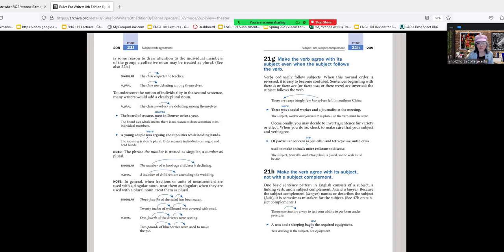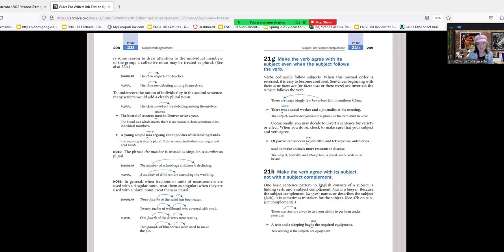Occasionally, you may decide to invert a sentence for variety or effect. When you do so, check to make sure that your subject and verb agree. Of particular concern are penicillin and tetracycline, antibiotics used to make animals more resistant to disease. And so penicillin and tetracycline are the subjects. And so here you have a plural subject which takes a plural verb. So make the verb agree with the subject, not with a subject complement.